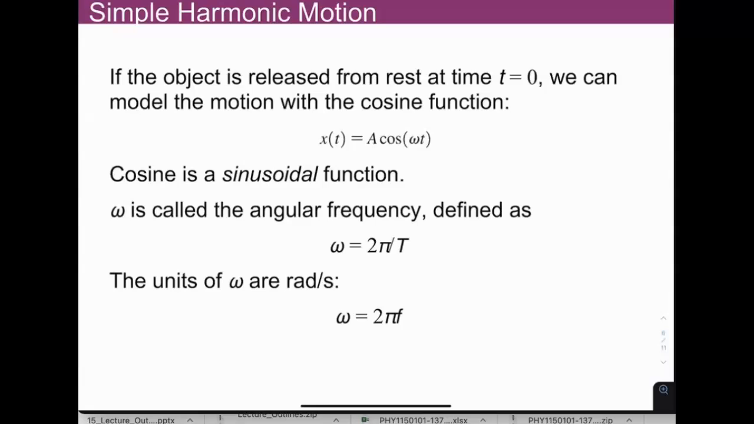If the object is released from rest at time t equals 0, we can model the motion with the cosine function. x as a function of time is equal to the amplitude times the cosine of omega t. Cosine is, as you know, a sinusoidal function. Omega is called the angular frequency and is defined as 2 pi over the period. The units of the angular frequency are radians per second, and it's equal to 2 pi times the frequency.